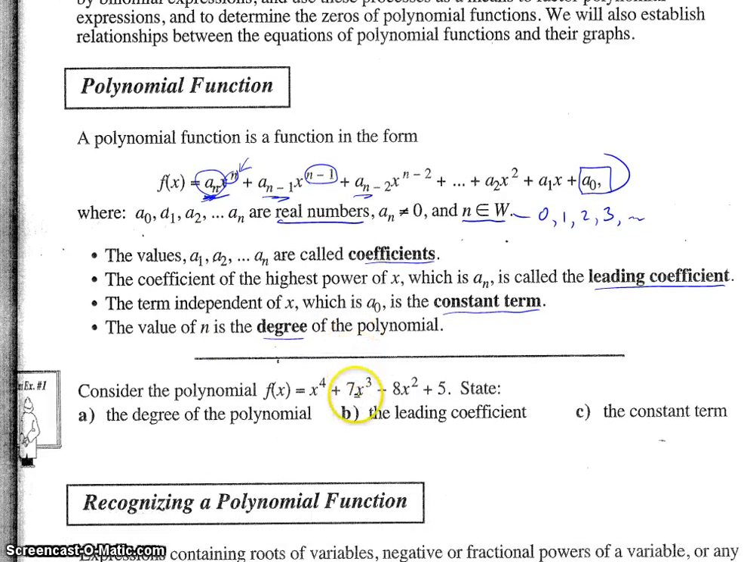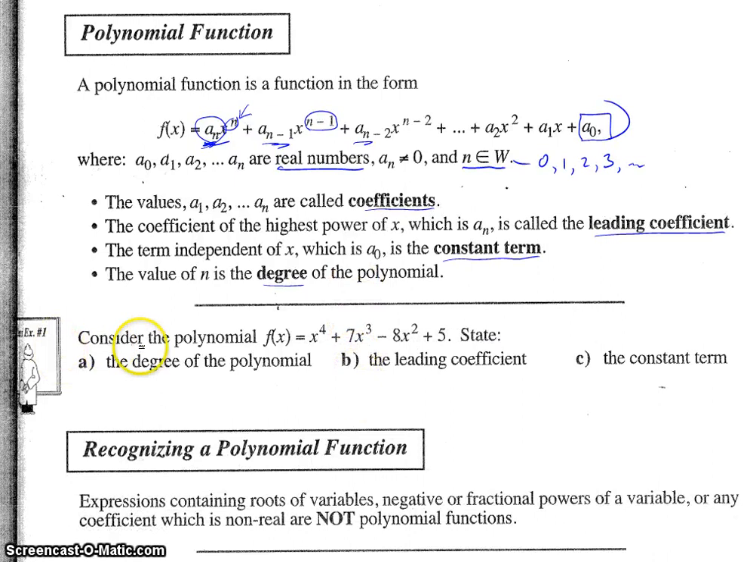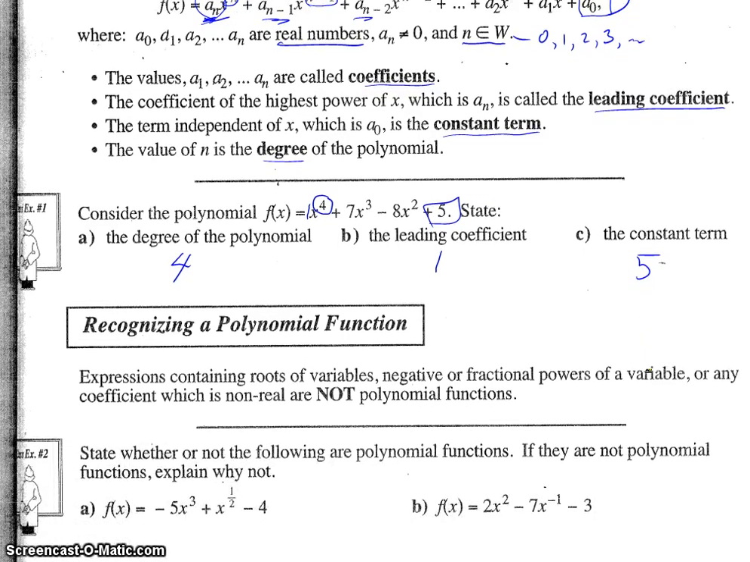Let's put this to work. Example 1: consider the polynomial f of x equals x to the 4 plus 7x cubed minus 8x squared plus 5. State the degree of the polynomial. The degree is the highest exponent on a term in this expanded form, so the degree would be 4. The leading coefficient of that term, there's nothing written there, so you assume it to be 1. And the constant term, the term that doesn't have the x, is going to be positive 5.